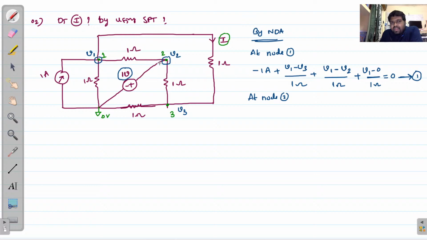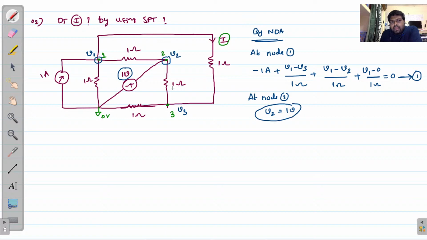In between, we don't have any other components, right? So whatever the 1 volt is, that 1 volt is up here at this node end. We are directly connecting V2, that means V2 equals 1 volt.